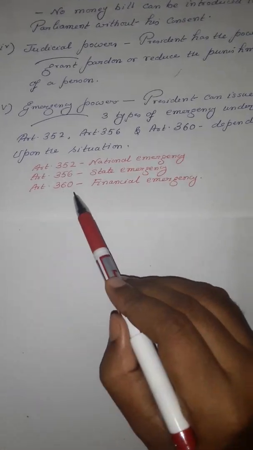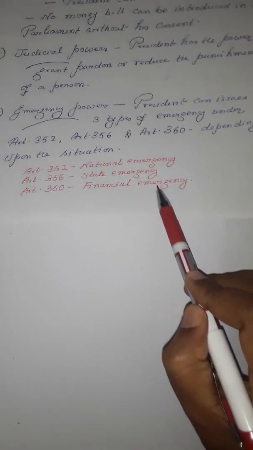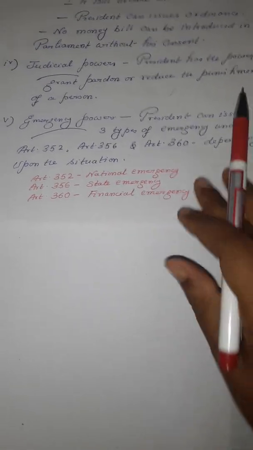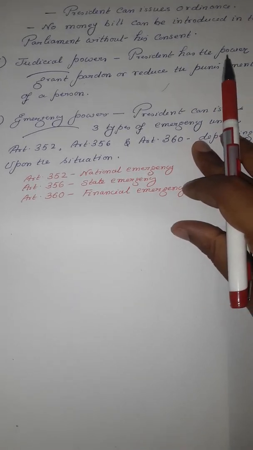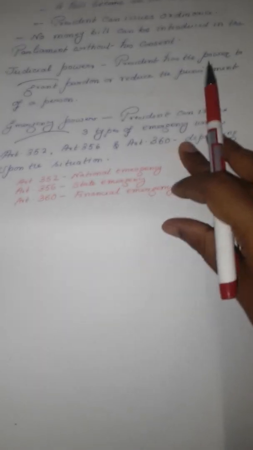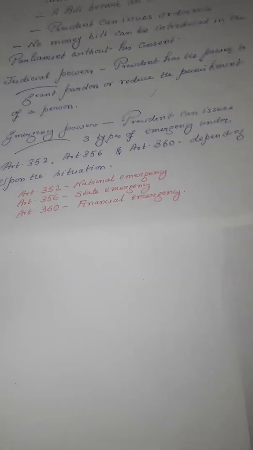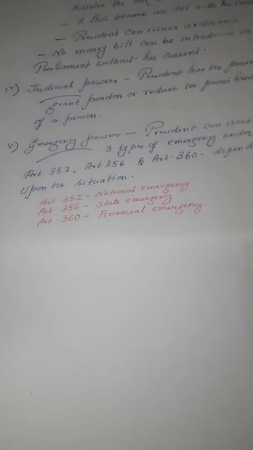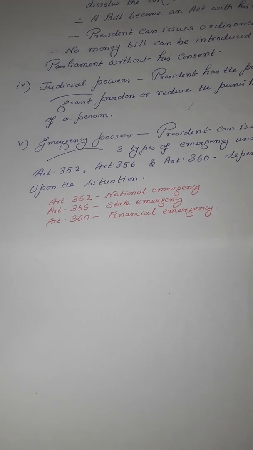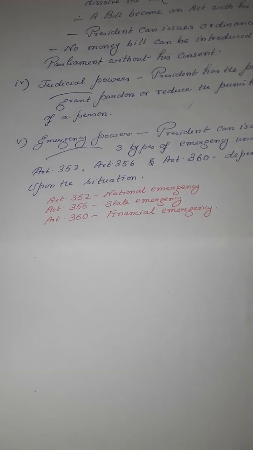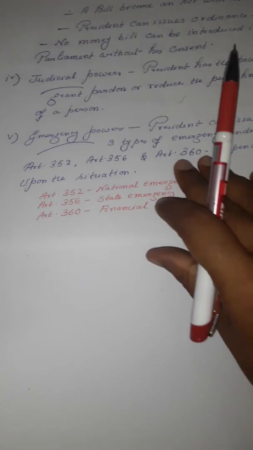Now, Article 360, it is the financial emergency. If a financial emergency occurs, the salaries of the central government or the state government employees are curtailed, until the situation is normalized.